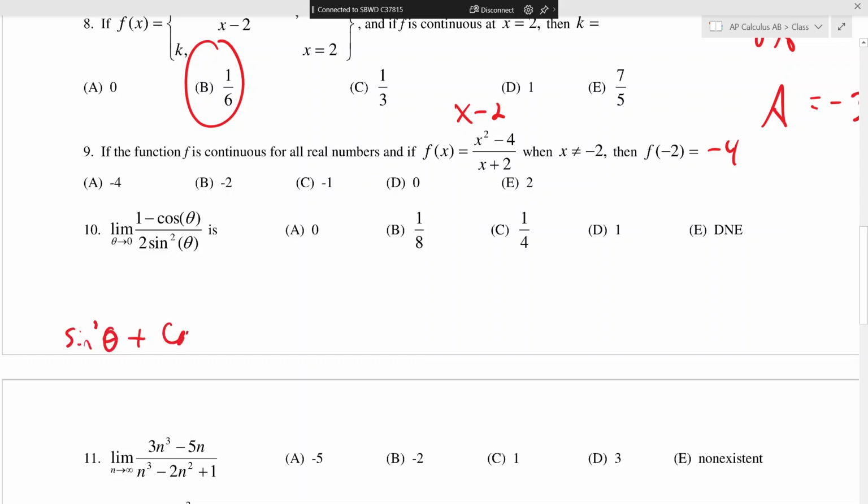Do you know sine squared plus cosine squared is 1? I had to look up my notes from last year. Yeah, thank goodness you had those. Do you guys know that sine squared then is 1 minus cosine squared?